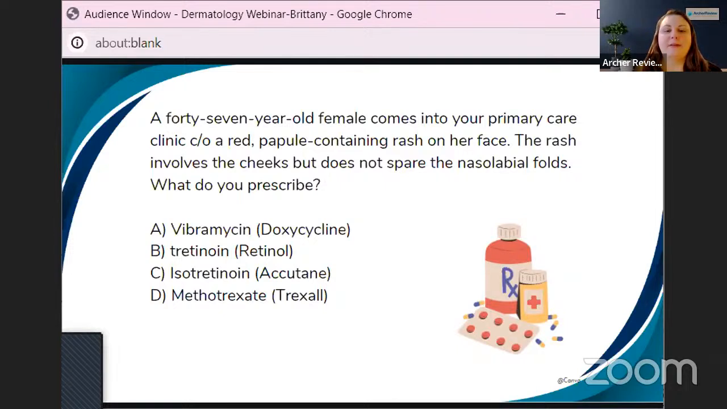So you can see they really want you to pay attention on those nasolabial folds. So remember that butterfly rash spared it. This one does not spare it. So what's our differential diagnosis? Okay, yep. So methotrexate is going to be our example for that butterfly rash, but this one's rosacea. This is what the question is describing, and this one's going to be doxycycline. So that's going to be our first line treatment for rosacea. So very good. That was a hard one. Of course, the Accutane is going to be for things like acne.